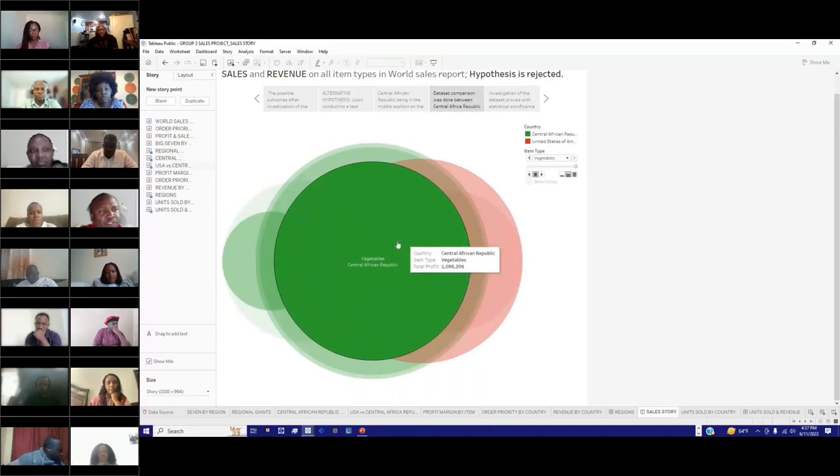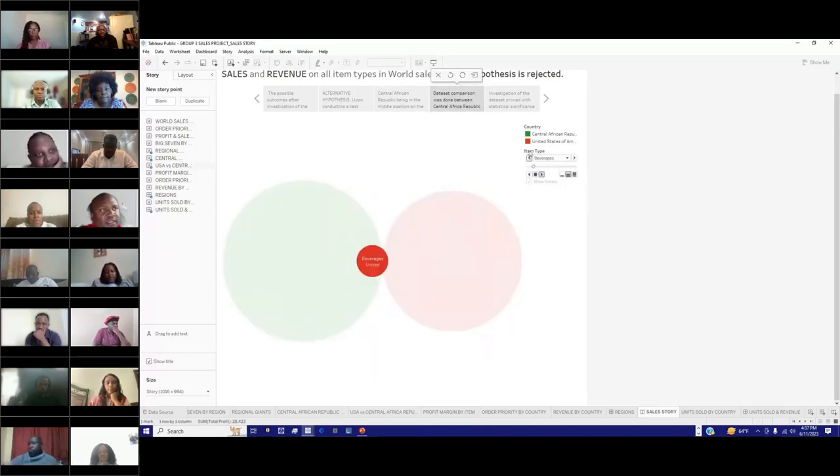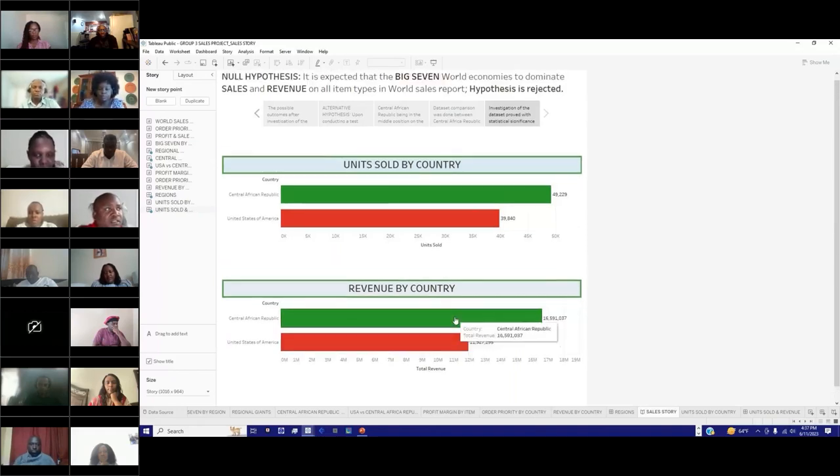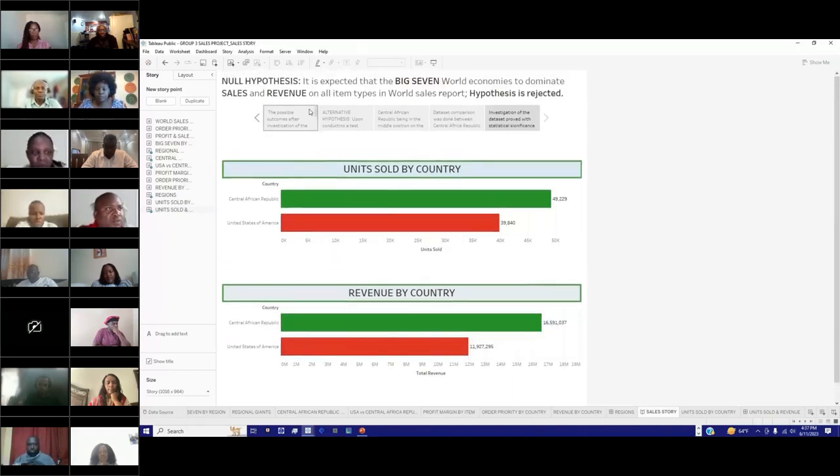This is the comparison that I explained earlier about the products that they were selling. And yeah, this is the units sold per country and the revenue, United States and Central African Republic. So our hypothesis was actually rejected because of these two factors over here.